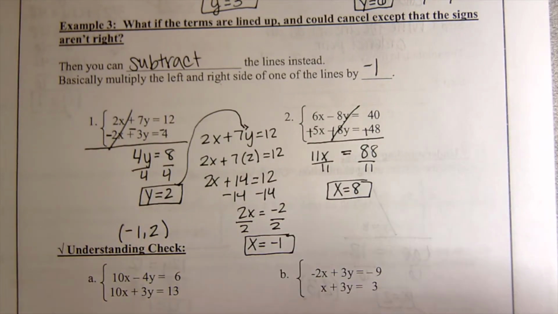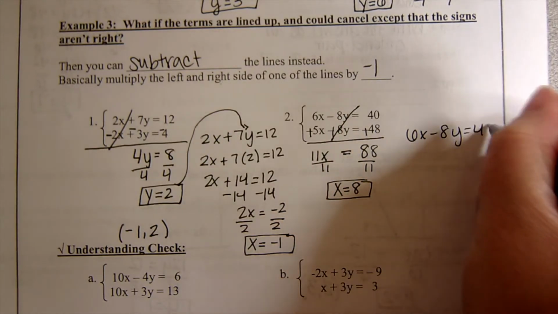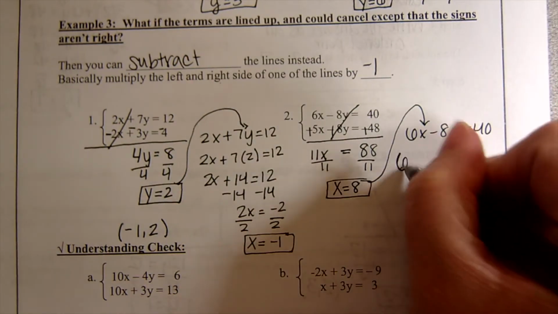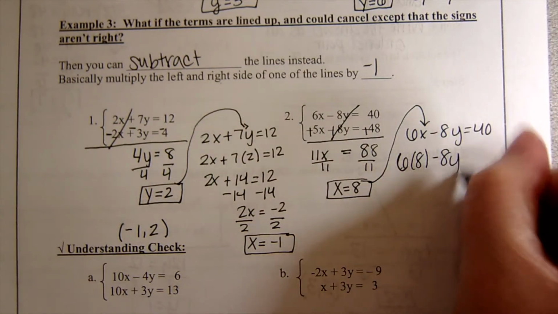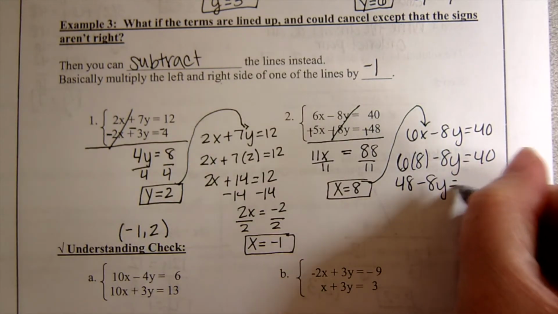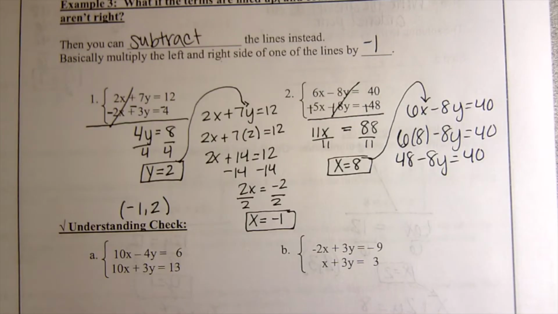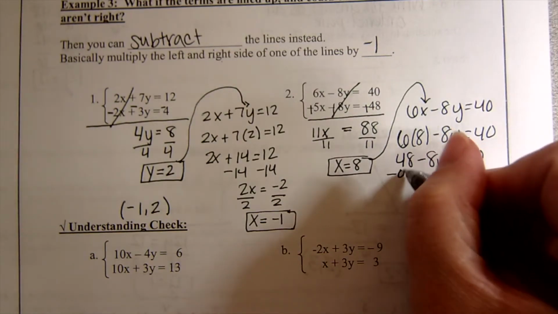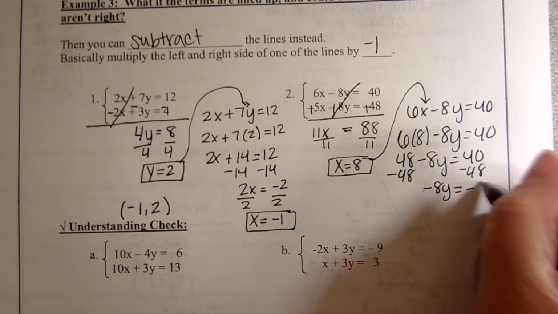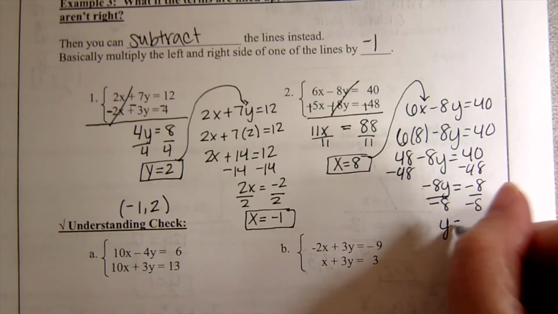Plug that back into one of these equations. So let's do 6x minus 8y equals 40. Plug 8 in for x. So 6 times 8 minus 8y equals 40. 48 minus 8y equals 40. What do I need to do to both sides? Subtract 48. So I have negative 8y equals -8. Divide by -8, so y equals +1.